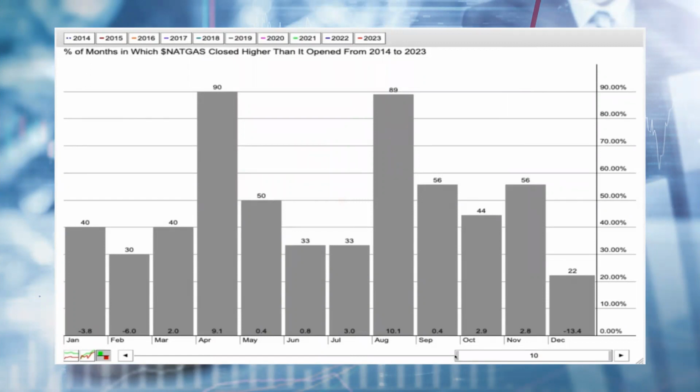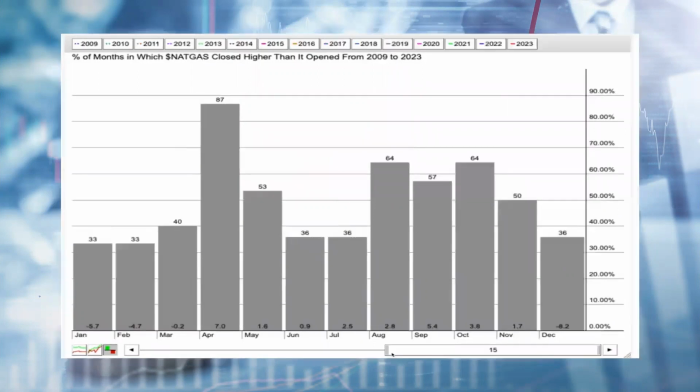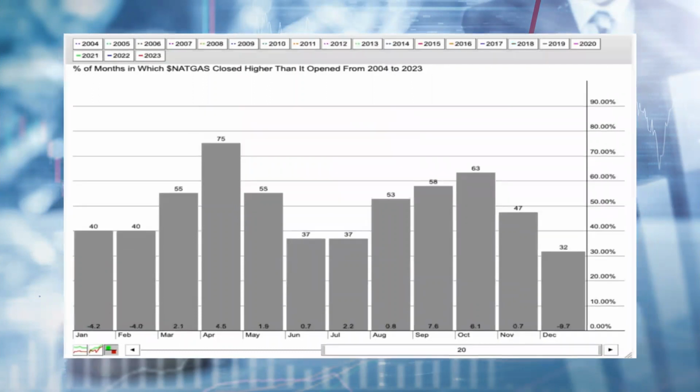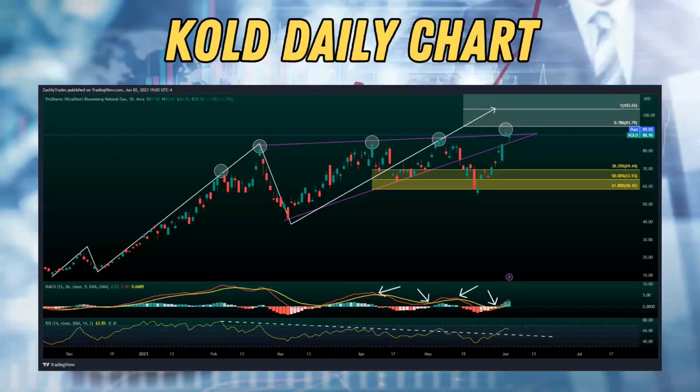And if we look at June and July, there's some very important and interesting data that you guys need to be aware of if you're trying to invest in natural gas. So we'll break down all of those throughout different time periods. We're going to take a look at cold as well.